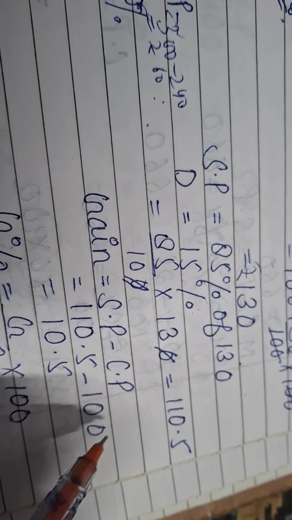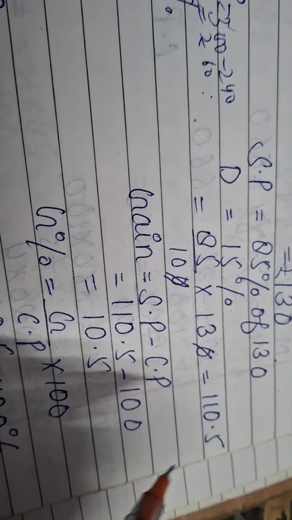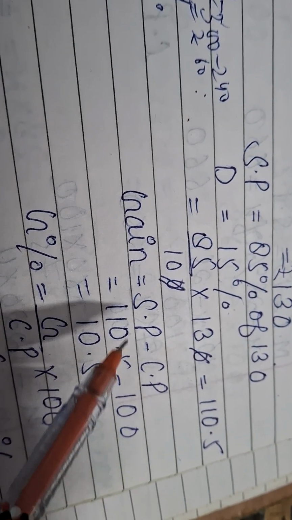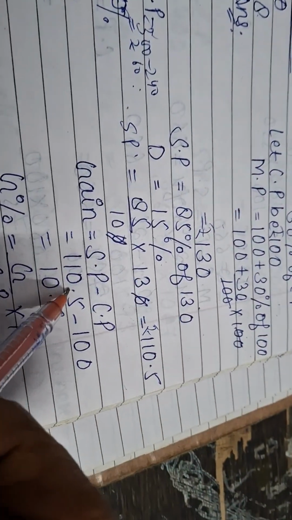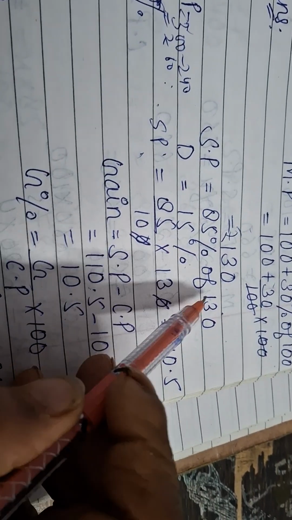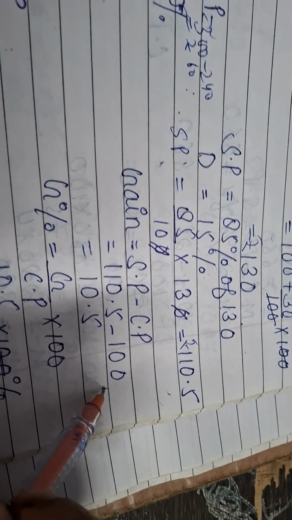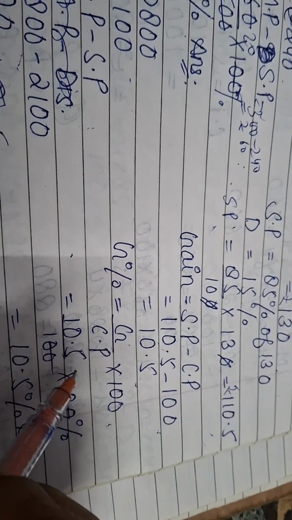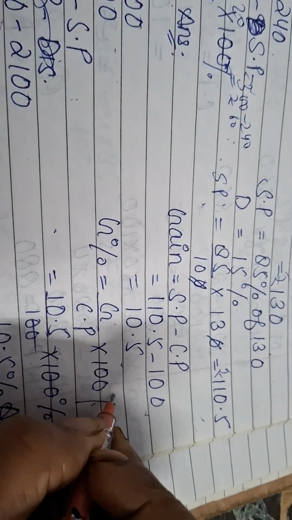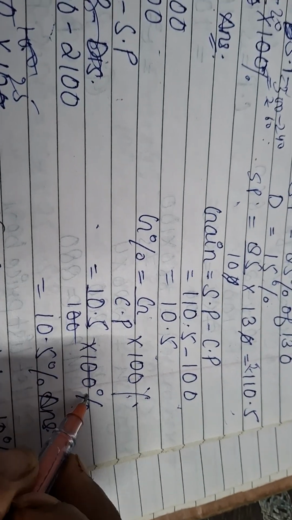First of all, we will calculate the discount. 85 upon 100 into 130. Do the cutting. So gain will be SP minus CP. So we have calculated SP, 85% of 130, so 110.5. CP we have supposed 100, so gain is 10.5. Gain percent is gain upon CP into 100. Gain rupees 10.5 upon CP. CP we have assumed 100, and into 100%, cutting out, 10.5% gain.